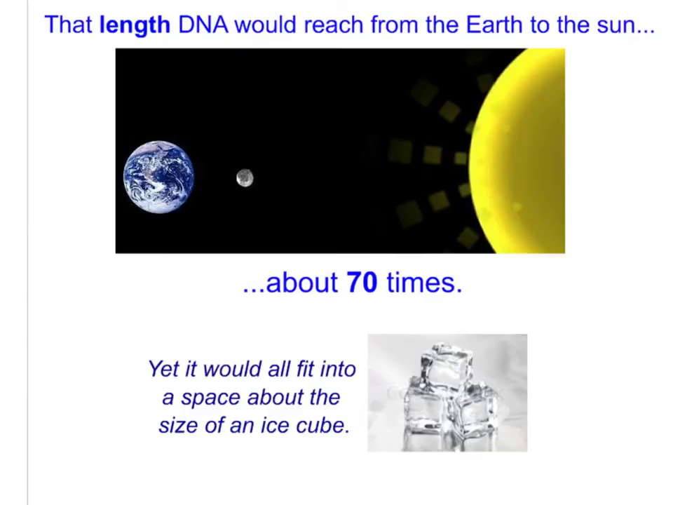So if we look at the length of that DNA in your body, if we would unravel all the DNA in every one of your cells and get that length of DNA, it is long enough to reach all the way from the earth where we live all the way to the sun 70 times. Not just once, but 70 times. So that's how much DNA is in your body. Yet if we crumple it up and condense it down, it would fit into the space of a single ice cube. So that kind of gives you an idea of how thin it is, right?